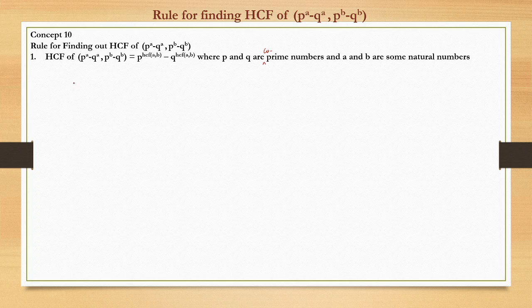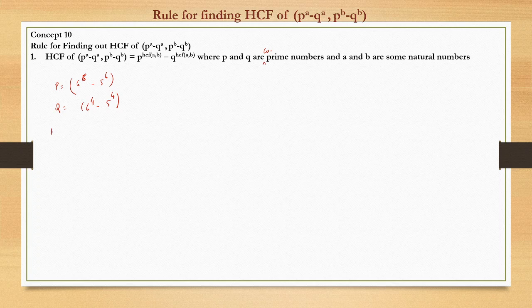So let us take an example wherein the number is 6 raised to power 6 minus 5 raised to power 6. This is the first number, this is P, and Q is nothing but 6 raised to power 4 minus 5 raised to power 4. So we have to find the HCF of P and Q. So what can it be?